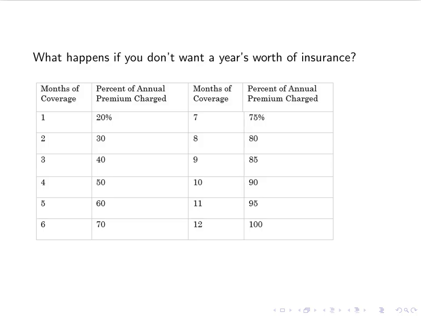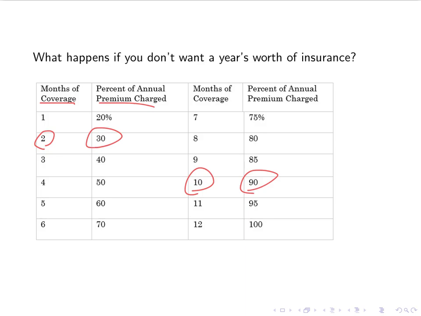And we use this table when the business owner cancels the insurance. Okay. So we have the months of coverage and then the percent of annual premium charge. So it's just a basic percent question. If I cancel after 2 months, I'm going to pay 30% of my year's worth of insurance, of my annual premium. If I cancel after 10 months, I'm going to pay 90%. But again, this table is only used if the business owner cancels the insurance. If the insurance company cancels, then we just use the percentage of the months that we had the insurance for.